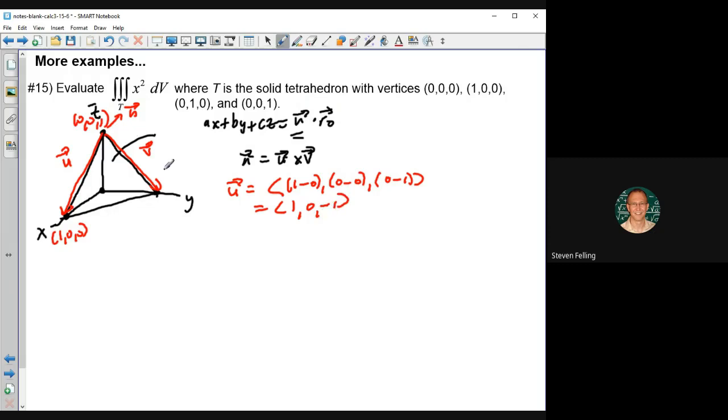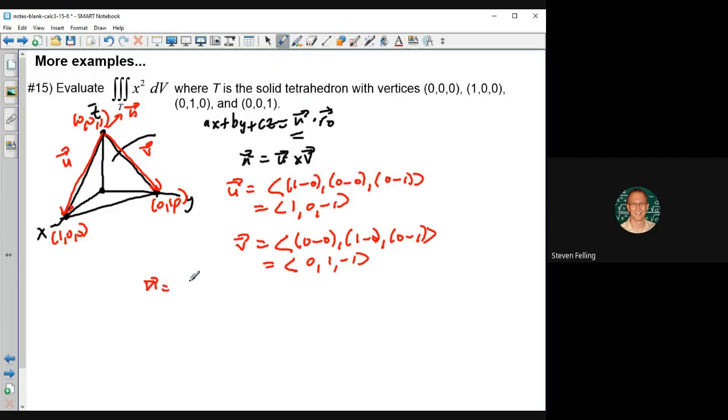And then this v vector here would go from 0, 0, 1 to 0, 1, 0. So we could add some complexity here by not giving you equations of the surfaces in some way. So end minus start: 0 minus 0 for x, 1 minus 0 for y, 0 minus 1 for z would be the vector 0, 1, negative 1. And then I could do a little cross product here to get the normal vector.